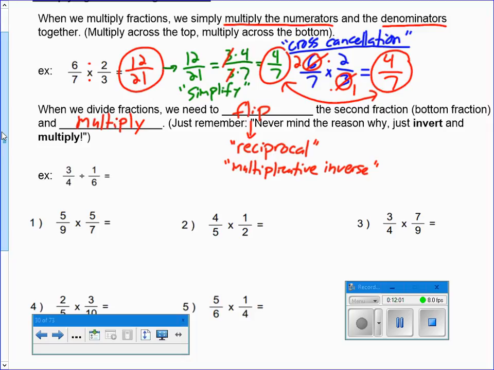So once we flip that second fraction, everything that we talked about with multiplication, simplifying, canceling out common factors, cross cancellation, that's all still going to be the same. What we're going to do is flip this fraction first. So in the example, 1 over 6 is the fraction we're dividing by. So this will be the same as 3 over 4, now multiplied by 6 over 1.